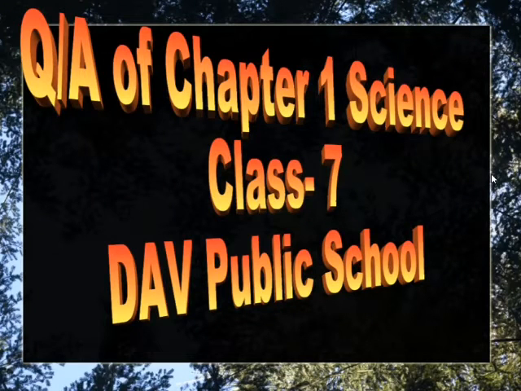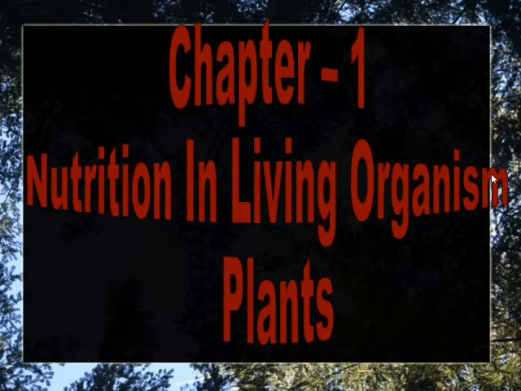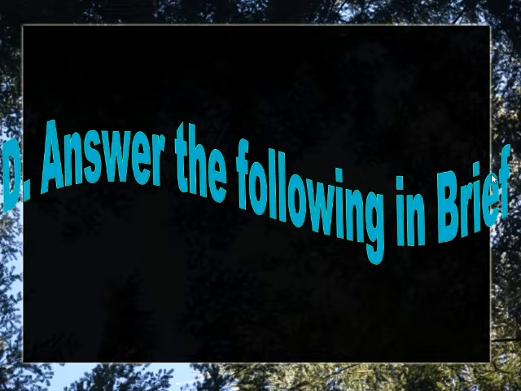We are going to discuss the question answers of Chapter 1, Science, Class 7, DAV Public School. The name of the chapter is Nutrition in Living Organisms: Plants. So our first point is D. Answer the following questions in brief.